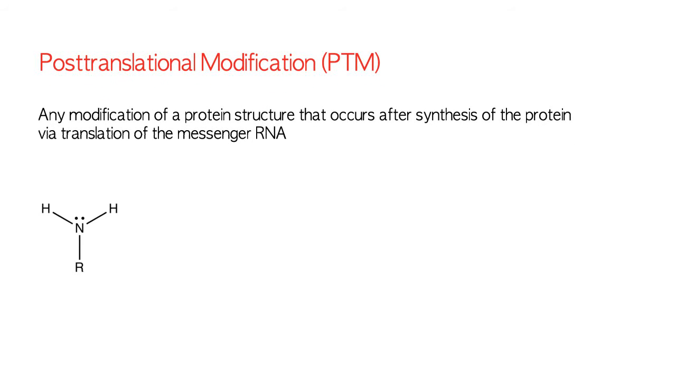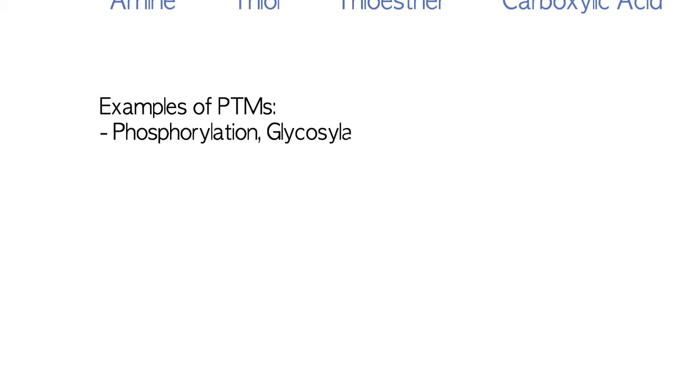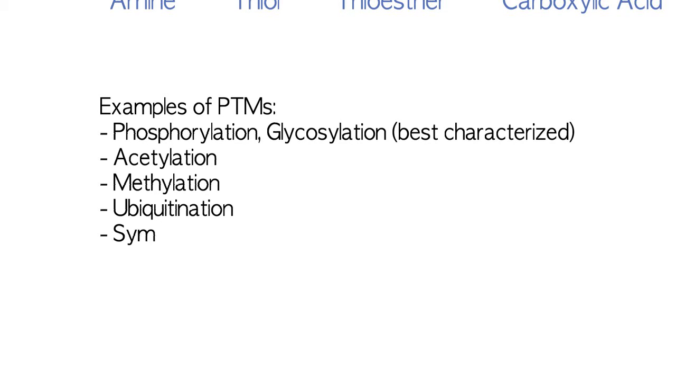But active groups such as an amine, thioether, carboxylic acid, and hydroxyl are susceptible to covalent modifications in a biological milieu. More than 300 PTMs are known. The best characterized PTMs in eukaryotes are phosphorylation and glycosylation, but also include other common PTMs such as acetylation, methylation, ubiquitination, sumoylation, and citrullination.